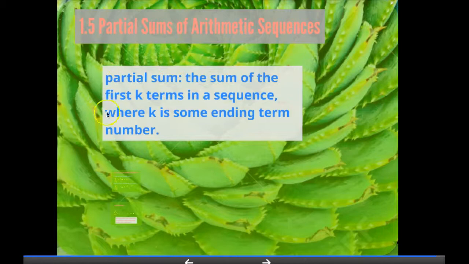So this is just a general definition, and this will apply for both arithmetic and geometric sequences. So when I'm taking a partial sum, this means that I'm going to take the sum of the first k terms in a sequence, where k is some number or some ending term number, or where I've got an endpoint to what I'm adding together. So let's look really quickly at some sequence notation and what this definition actually means.